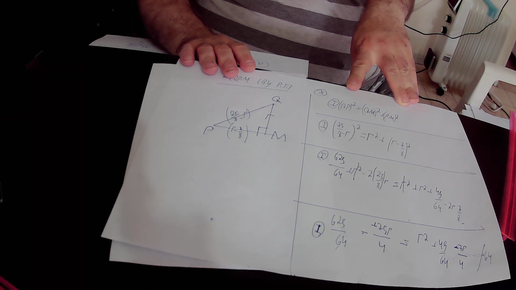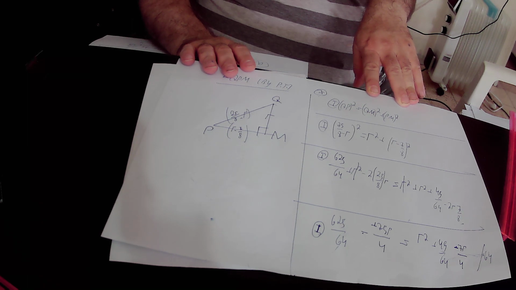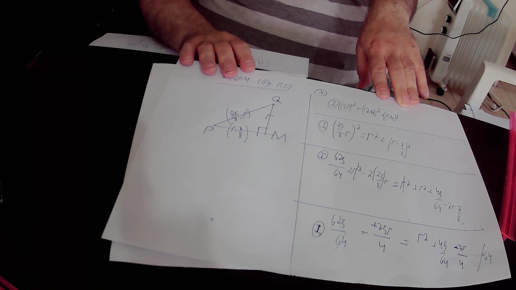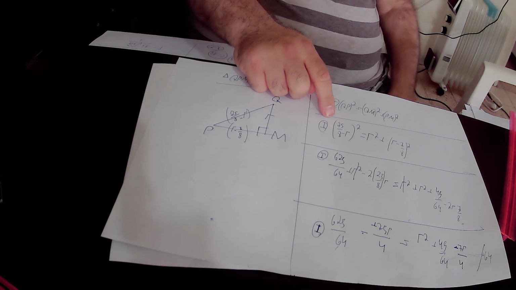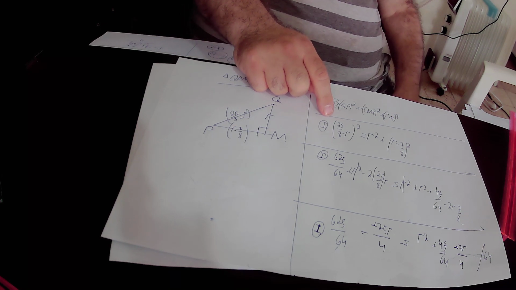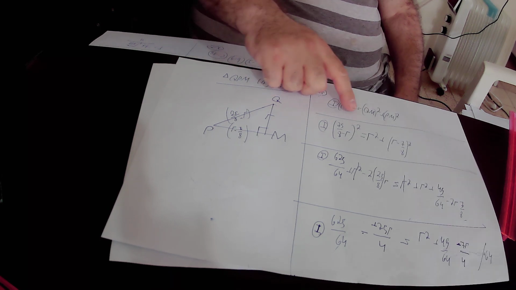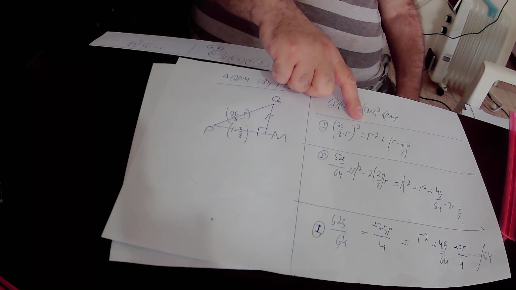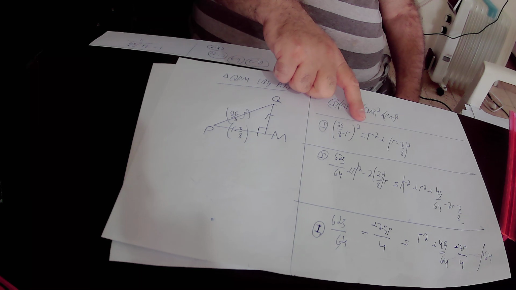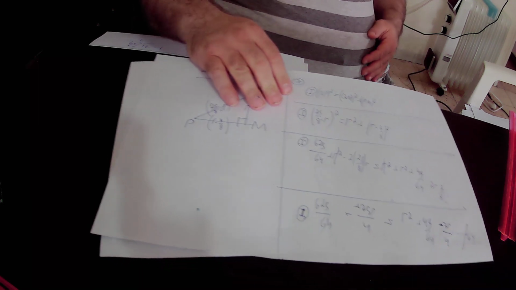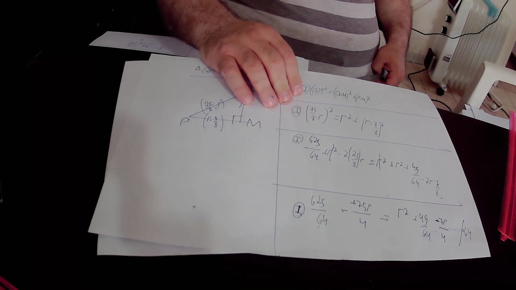Okay, so according to equation number 1, QP square equals QM square plus PM square. QP equals 25/8 minus r, so QP square will be equal to (25/8 minus r) square. QM equals r, so QM square will be equal to r square. PM equals r minus 7/8, so PM square will be equal to (r minus 7/8) square. Here we open the brackets on both sides of equation number 1.